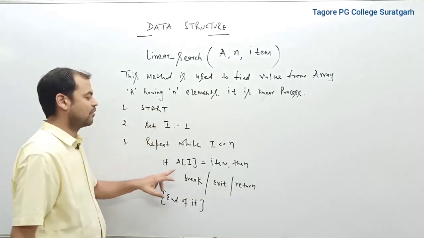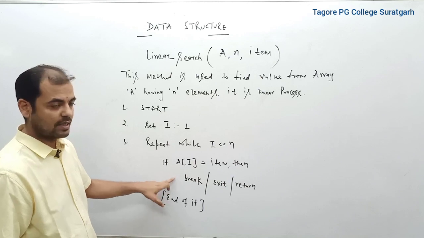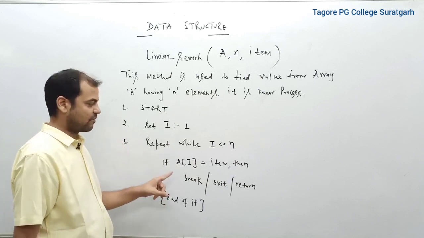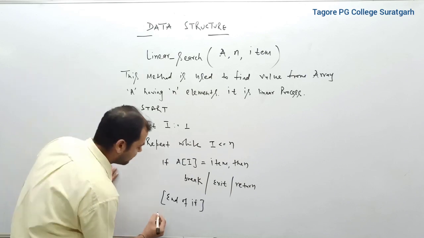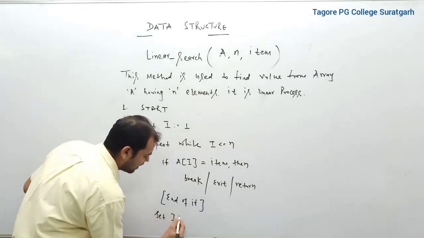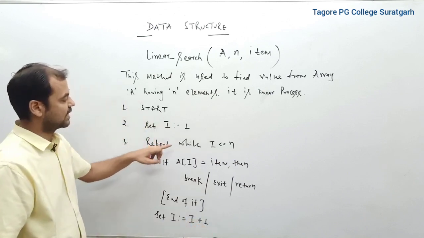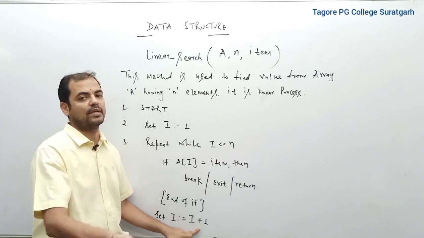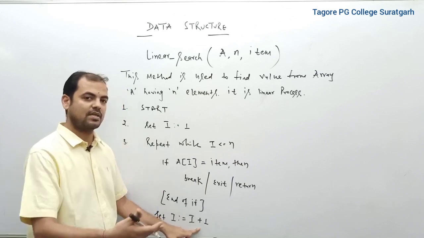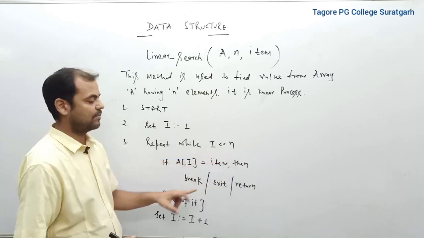This means if your element is found, then you need to stop the search process, and if it is not found in the first location, then obviously we have to go to the next location, which is implemented by set I equals I plus 1. So just take a look. I is 1, then incrementing the I, that is you are going to move to the next location. I is 1, then 2, then 3. It will continue and continue until we reach the nth element.